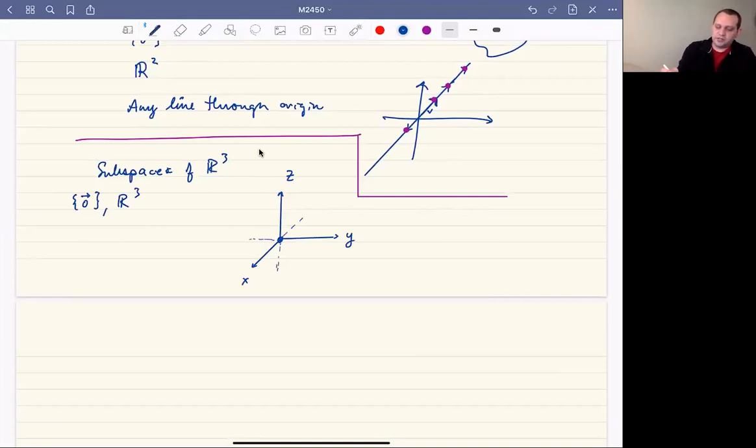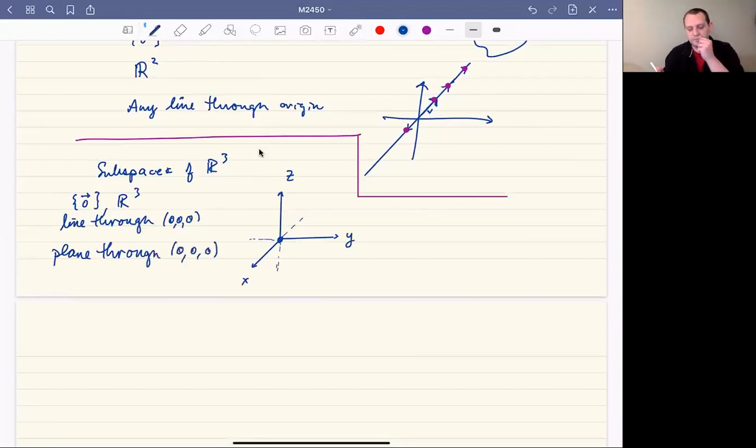There's going to be two other subspaces. It turns out any line through the origin in R3, being the point 0, 0, 0, any line through that origin will be a subspace. Also, any plane through the origin will also be a subspace. These are a little bit less visual, but these, it turns out, are the only subspaces of R3.